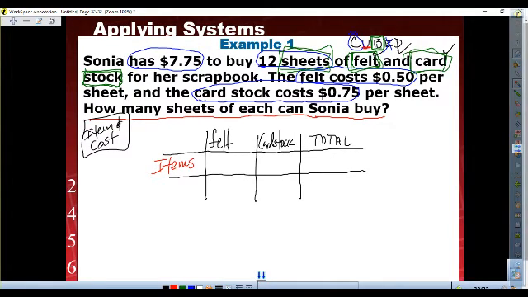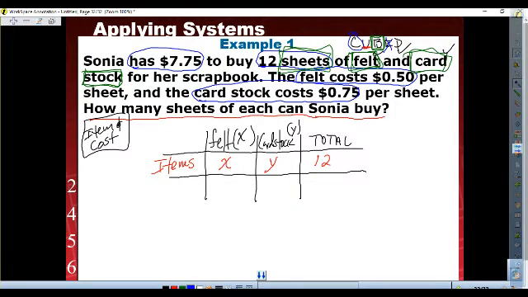What items did we talk about? Do we know how many felt sheets she's going to buy? No. If we don't know, what can we label this? X. Do we know how many cardstock? No, so it's Y. Do we know how many total sheets she's going to buy? Yes, 12, and that goes right there. For the sake of keeping it organized, felt corresponds to the X and cardstock corresponds to the Y, because at the end we need to answer a question. We need to make sure that we know what we're talking about. So that was that row.